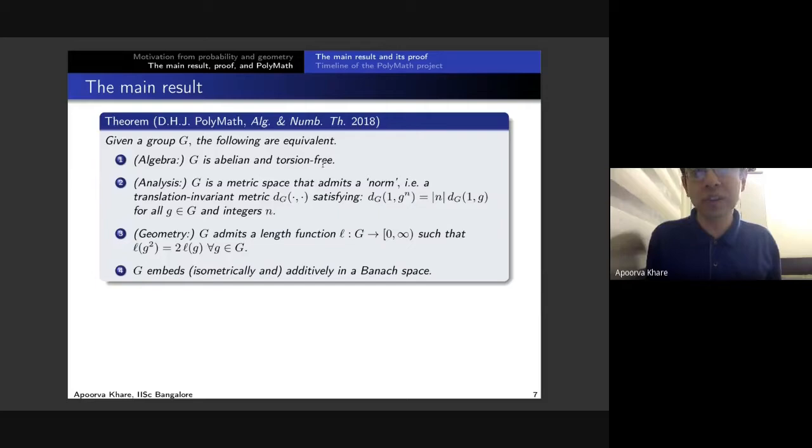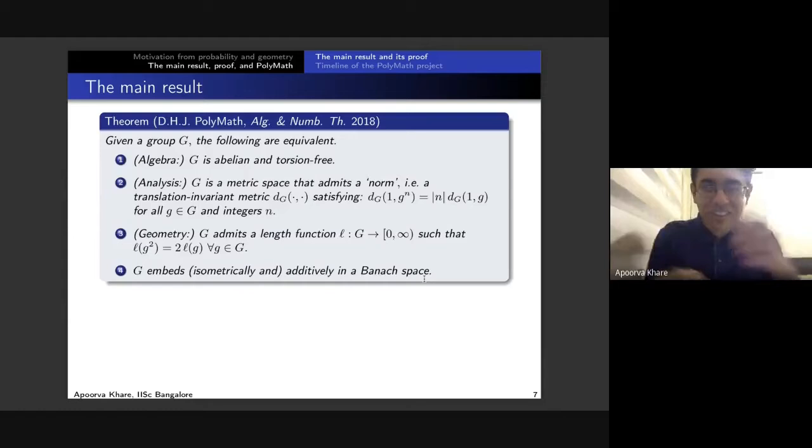So this is in some sense a slogan for the unity of mathematics. If you are an algebraist, then here is an analysis characterization of an abelian and torsion-free group. We all study algebraic characterizations of things in algebra courses, but here is an analysis one. It's a metric space with a norm. It's a group with a norm. That's an abelian and torsion-free group. If you're an analyst, then here is a geometric characterization of a subgroup of a Banach space. It's just any group with no restrictions that admits a length function with this 2-homogeneity property, not even n-homogeneous. That is the same as saying it's a subgroup of a Banach space. So all these things are equivalent.